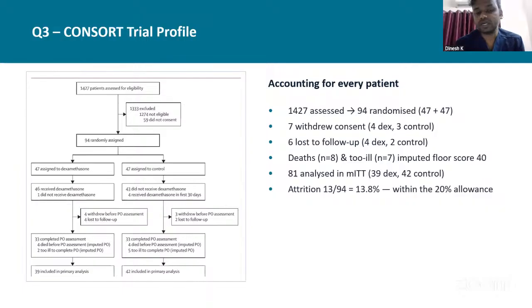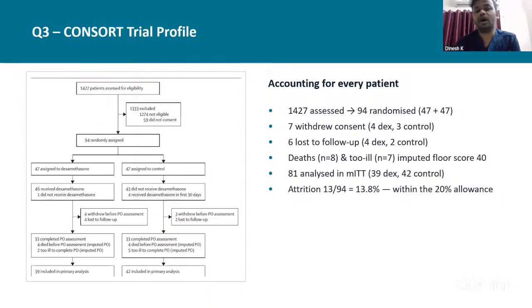In the control group, 33 completed a primary outcome assessment, 4 died and 5 were too sick. So those 9 people were given a score of 40. In the dexamethasone group, 36 were included in the primary analysis, and 42 were included in the control group analysis. So almost 81 patients had a primary outcome available, and they were analyzed in a modified intention to treat analysis.